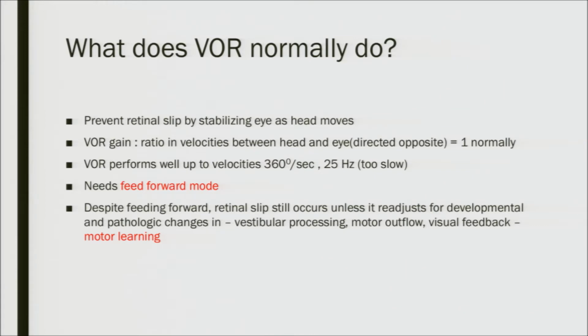Vestibular ocular reflex cannot compensate for a ball coming from a different direction each time. This has to be learnt. But how? There is no time for this reflex to act. Then how is this learning happening? So there is this feed forward mode.